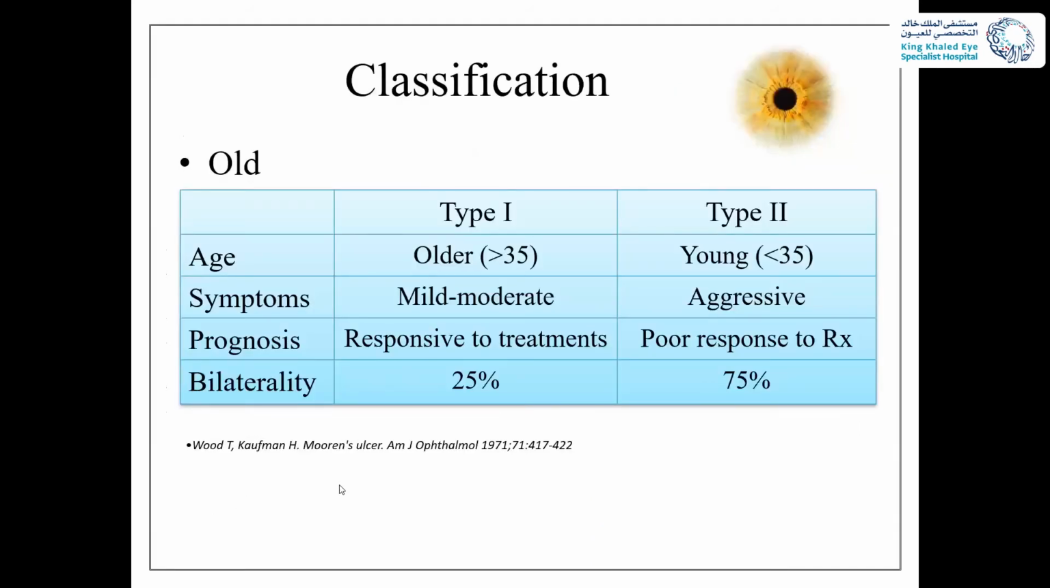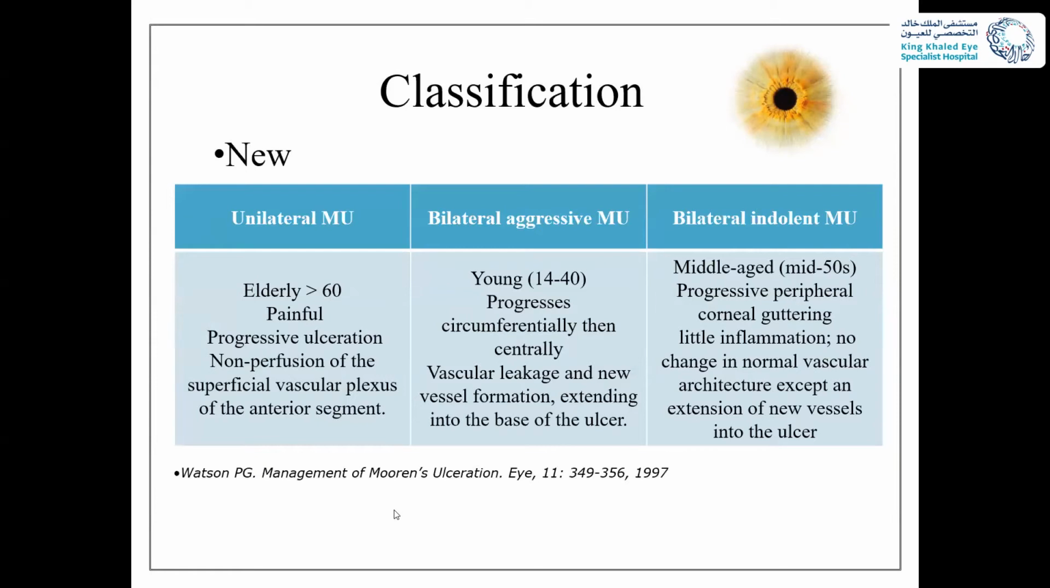Now, there are two classifications of Mooren's ulcer. The old classification with type 1 and type 2, depending on the age of the patient. And we have the new classification that talks about the laterality of the disease, in addition to the course of the disease. We have the unilateral Mooren's ulcer that usually affects elderly people. It's very painful, and it is progressive. And it's caused by non-perfusion of the superficial vascular plexus of the anterior segment.